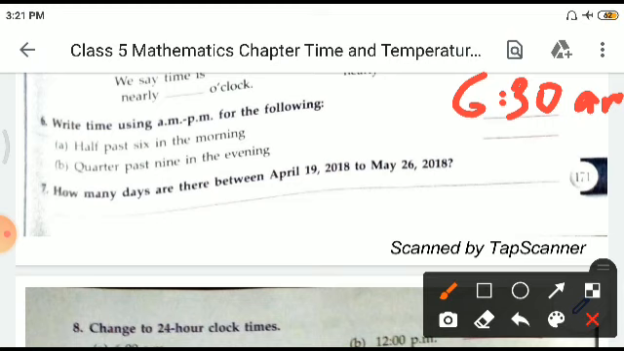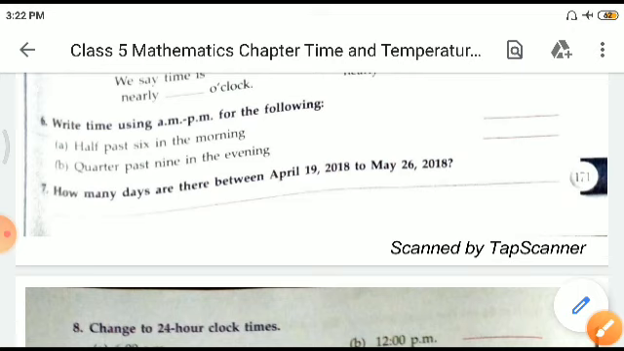9:15 in the evening. Evening is PM and it is quarter past. So it would be 9:15 PM, right? 9:15. How many days are there in April between April 19, 2018 to May 26, 2018?